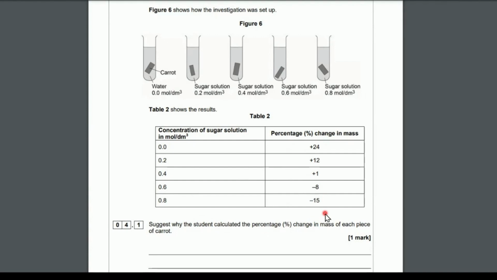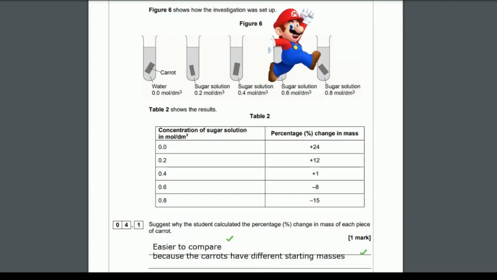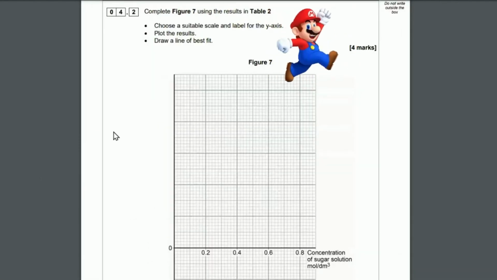So we need to do the percentage change rather than the change in grams because they're all starting at a different mass. So it's easier to compare. You can always just say easier to compare. That is a great thing. And then I would say because the carrots have different starting masses. Any one of these 2 statements would get you the marks, but I like to put both down. So it's easier to compare using percentages, and the carrots have different starting masses. So there we go.